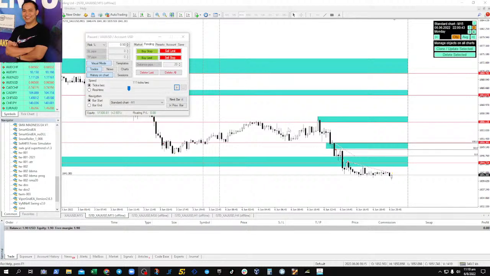Okay, so this is the scalping method, or more like an intraday method for the New York session, and this method is based on support and resistance, and also supply and demand.